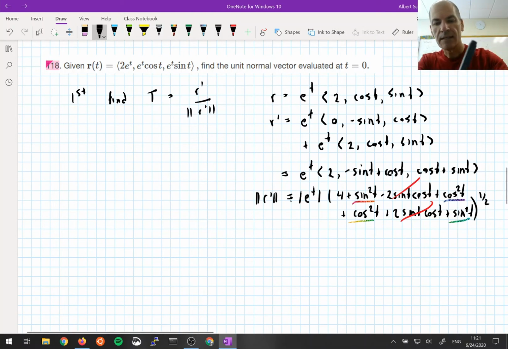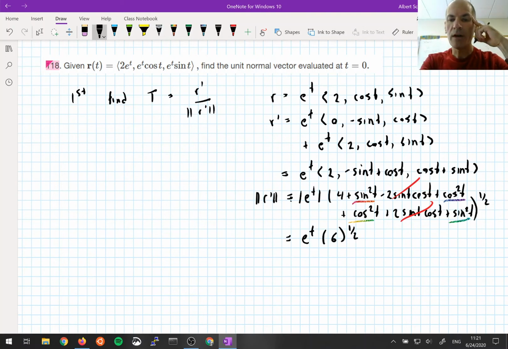When it's all said and done, of course, the absolute value of e to the t is just e to the t, because the exponential function is always positive. And underneath the square root, we have a 6. So as frightening as this seemed originally, this actually simplifies rather nicely.